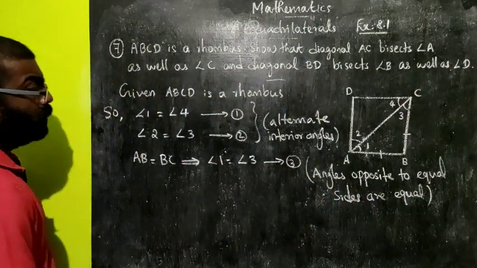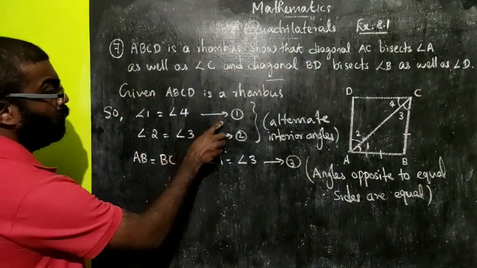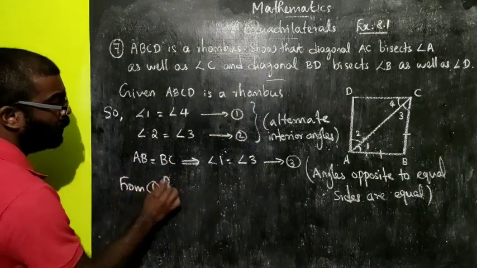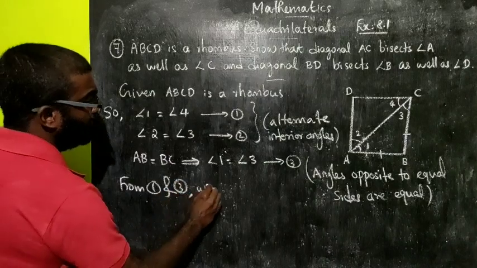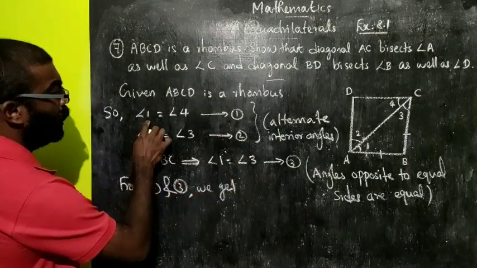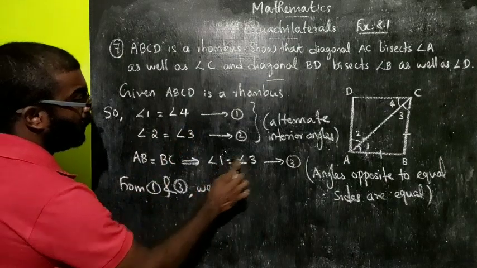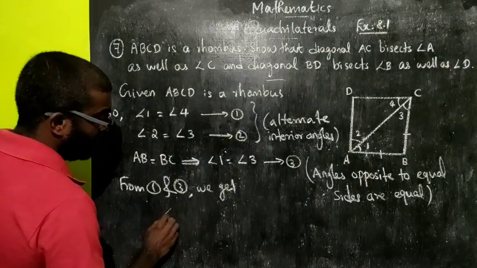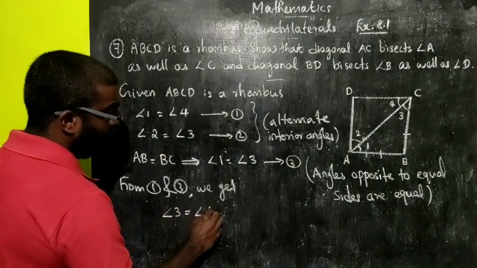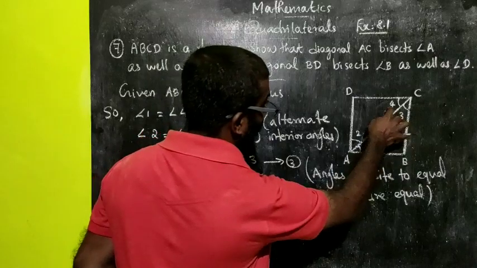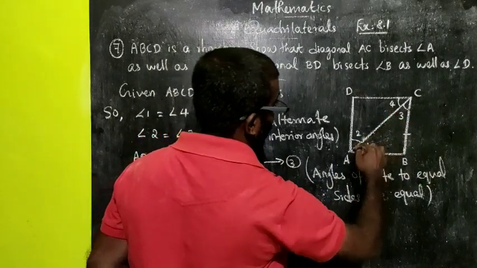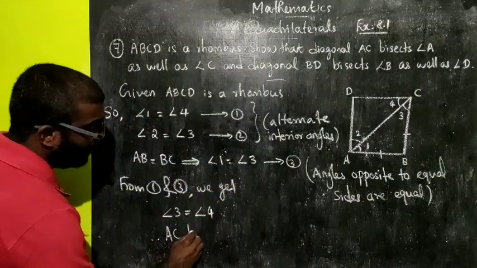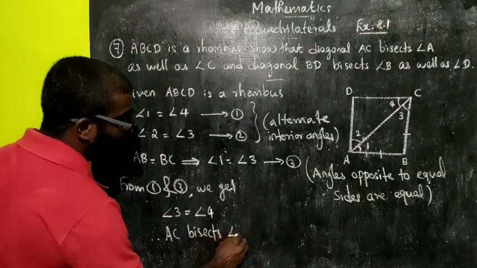Okay. Now we can combine equation 1 and equation 3 first. So from 1 and 3, what we get? Here angle 1 equal to angle 4, angle 1 equal to angle 3. So we can write angle 3 equal to angle 4. Angle 3 and angle 4 are equal. That means the diagonal AC bisects angle C. Therefore, AC bisects angle C.